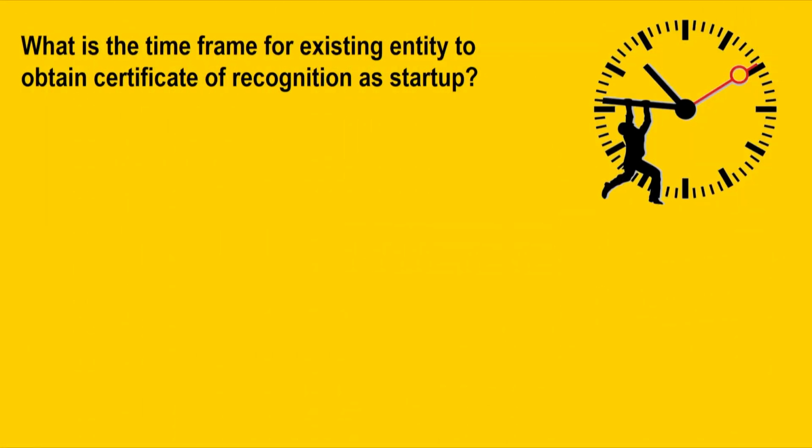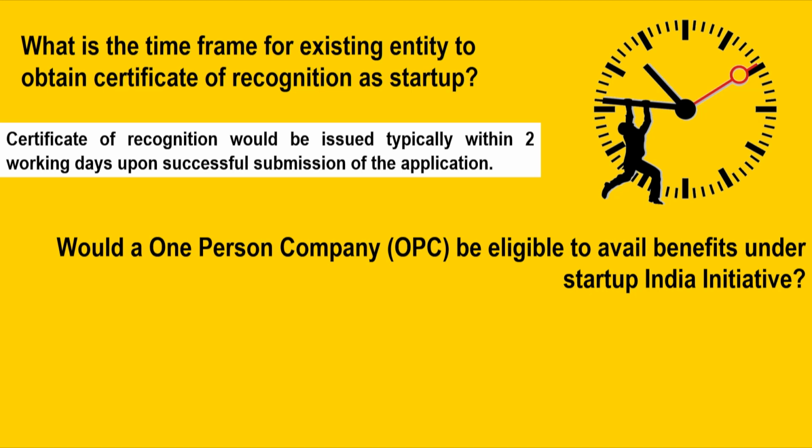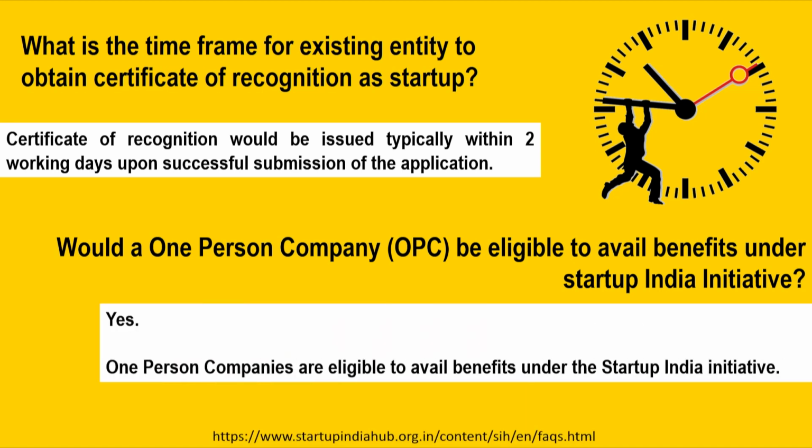The second question, what is the time frame for an existing entity to obtain a certificate of recognition as a startup? This certificate of recognition would be issued typically within 2 working days upon successful submission of the application. So, it takes only 2 to 3 days in getting a certificate. And the last question is, would a one person company, just one person working in the company, be eligible to avail benefits under this Startup India initiative? The answer is again yes, one person companies are eligible to avail benefits under this Startup India initiative.